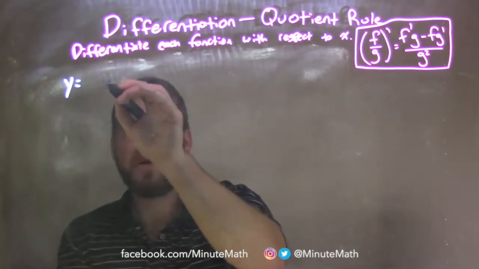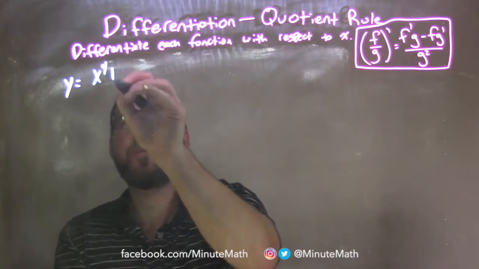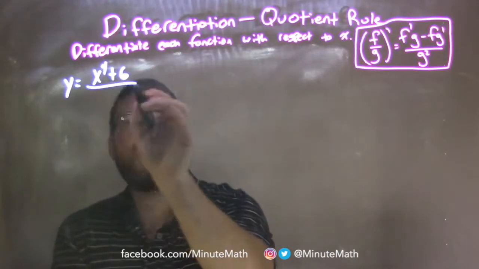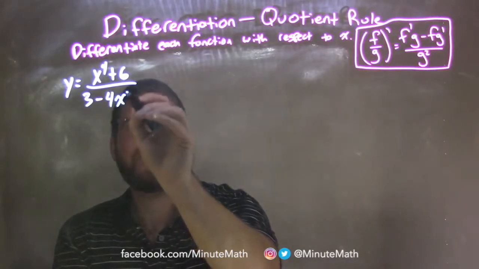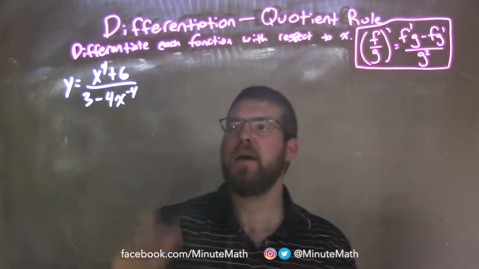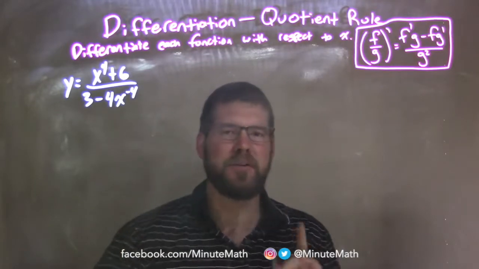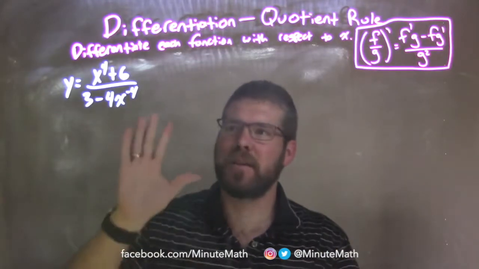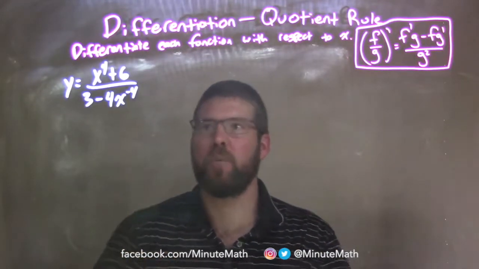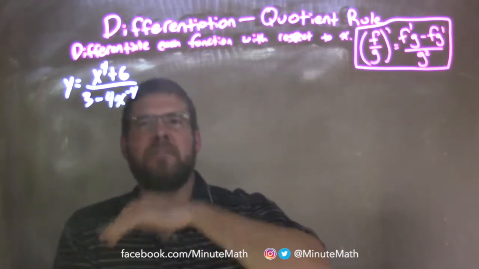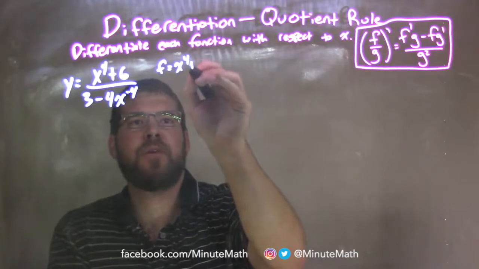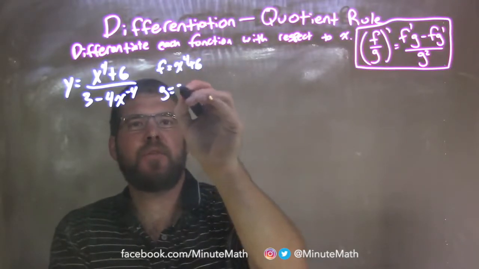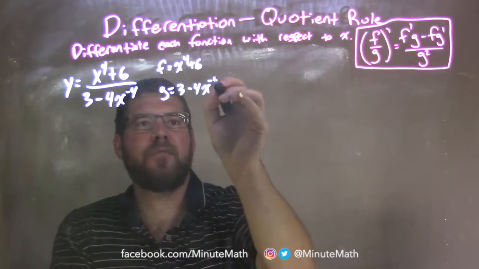y equals x to the 4th plus 6 over 3 minus 4x to the negative 4th power. Okay? And that negative 4th power should give us a little pause for a second. This is going to be a little more difficult than a normal quotient rule. So, using the same process here, my numerator I'm labeling f to be x to the 4th plus 6. My denominator g to be 3 minus 4x to the negative 4th power.